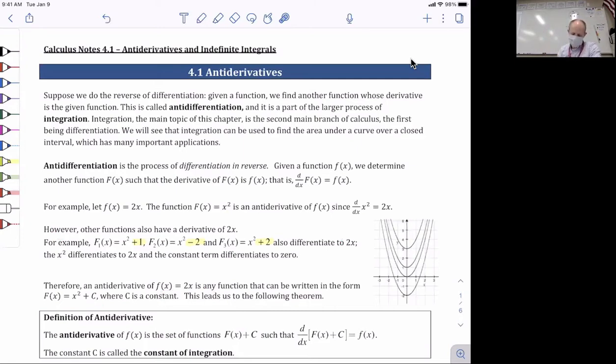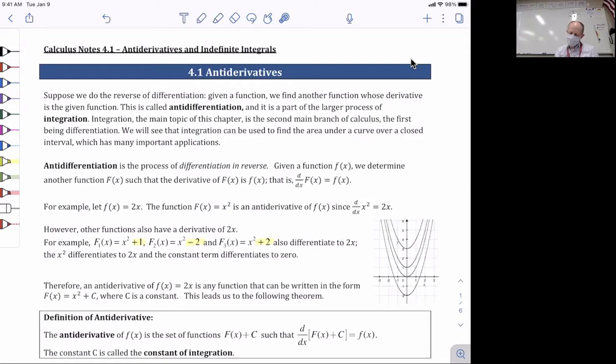And it leads us to the following theorem definition of our antiderivative. And it's kind of just summing up everything we just talked about. So the antiderivative of f at x is the set of functions, capital F at x plus c, such that the derivative of capital F at x plus c equals f at x. And what we do is we call that constant c the constant of integration. So when we integrate, we've got to have that constant in there.